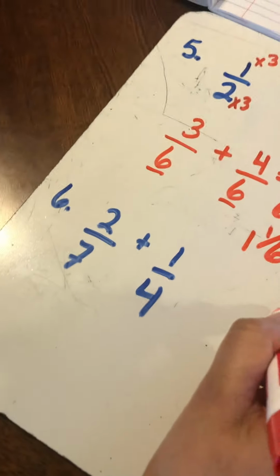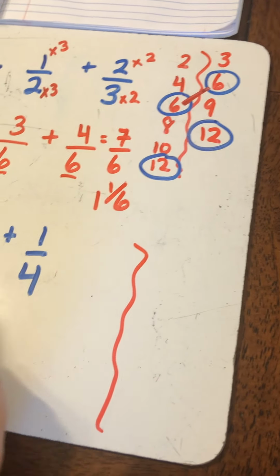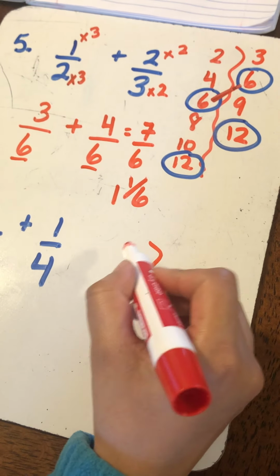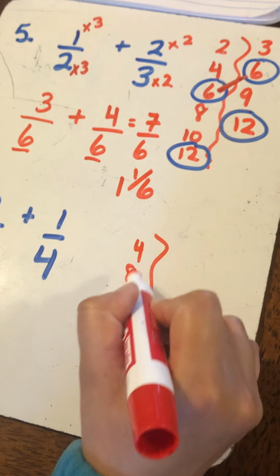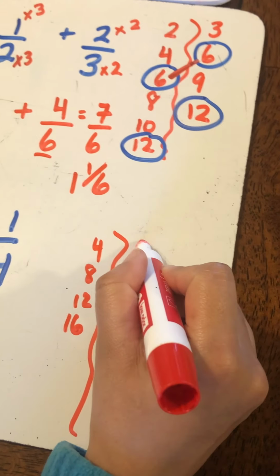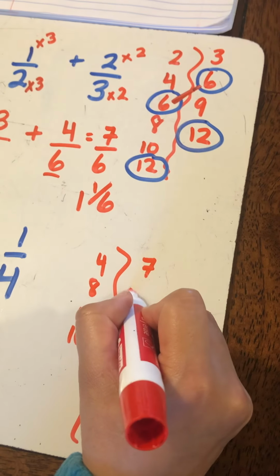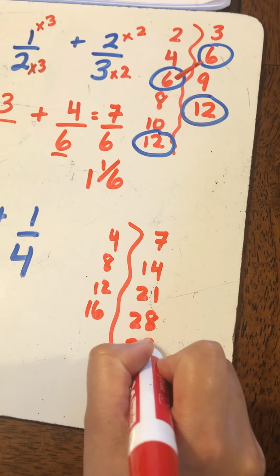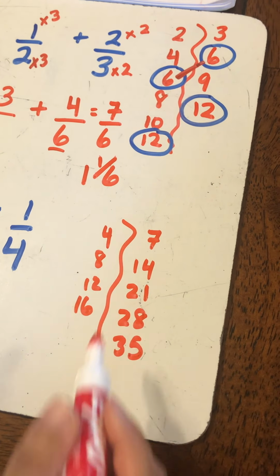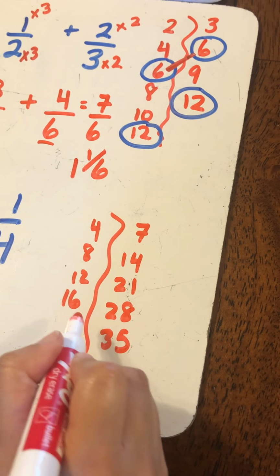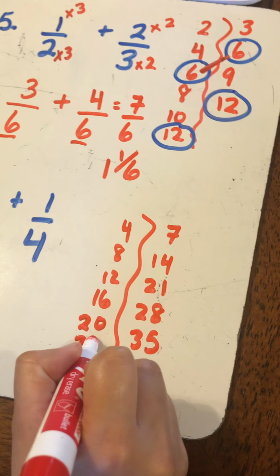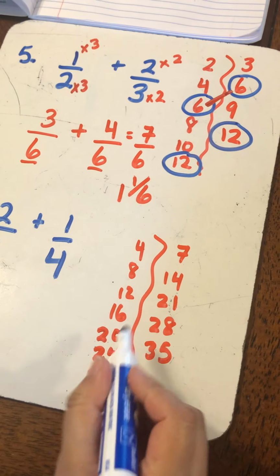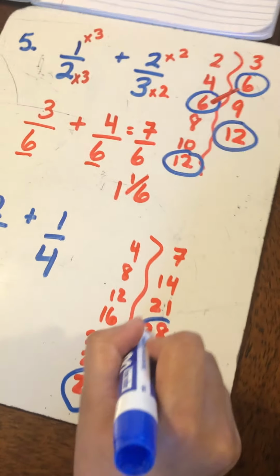Now for number 6, same thing. I have 2 different denominators, so I can't add them. And I can't make that 4 into a 7. So I'm going to write my 4 times tables, and then my 7 times tables next to that. And I have to keep going until I find a common denominator. So nothing yet, right? So let me write a few more of my 4 times tables. And now I finally come to a number that they both have in common, which is 28.